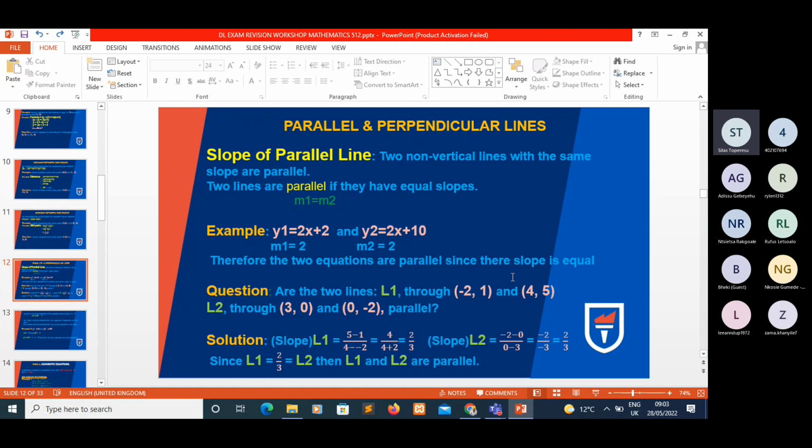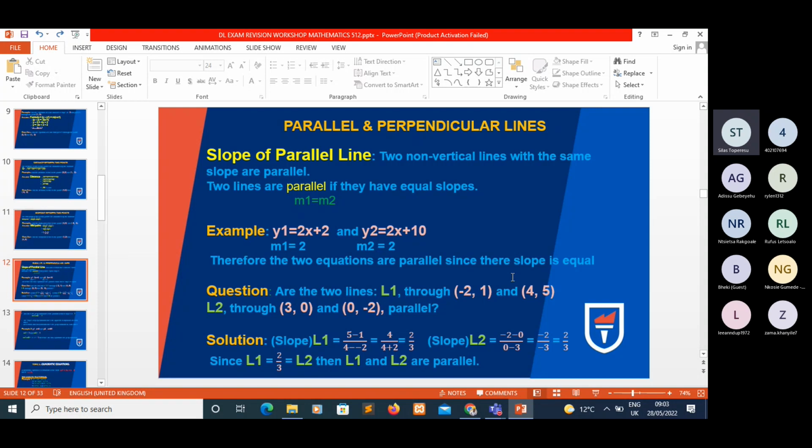Let's talk about parallel first. Parallel lines have the same slope. So 2 lines that are parallel always have the same slope. If one line has a slope of -2, the other line that is parallel to it must also have a slope of -2. So the lines that are parallel always have equal slope. If one line has a slope of 1, then all the lines that are parallel to that line must have a slope of 1.